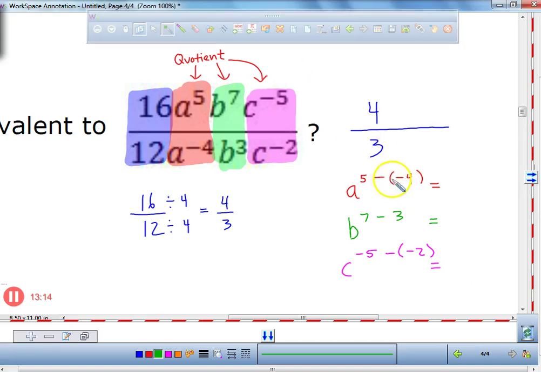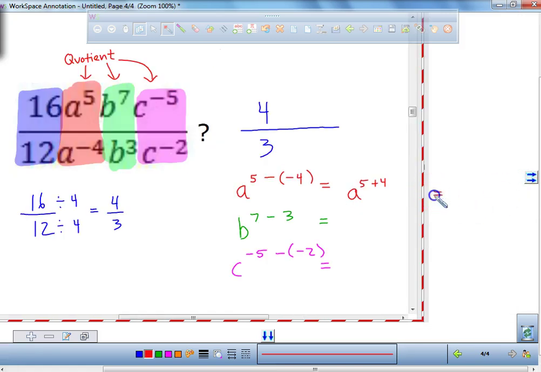Now, what am I trying to tell everybody to be very, very careful of? What is a negative times a negative? Positive. So here's what I want you to write. A to the power of 5 plus 4. So this one actually gives us A to the power of 9. This one over here, this is just 7 minus 3, and we all know what 7 minus 3 is. It's what you say when you almost hit somebody in golf. Four. That's right, 4, but that's spelled F-O-R-E, a homonym, it sounds the same.